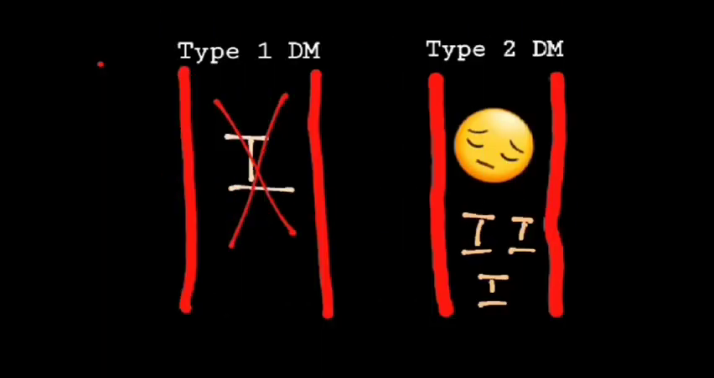Okay, now let's see its mechanism in detail. Here in this picture, we can see type 1, no production of insulin at all. While in type 2, there is insulin but body is unable to use it because of that person's lifestyle and eating habit.